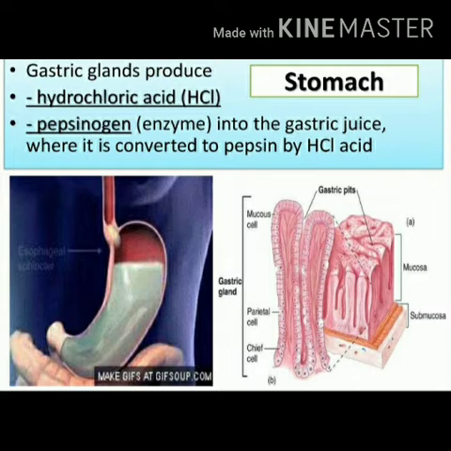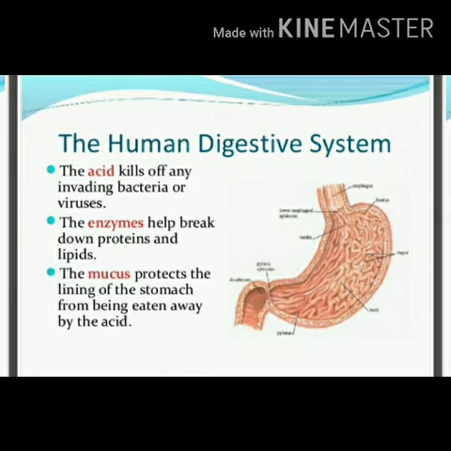So hydrochloric acid basically provides acidic medium, and the enzymes which are present in the gastric juice are present in inactive forms. So the main function of hydrochloric acid is that it activates the enzymes. The enzyme name is pepsinogen, that is the inactive form, and with the help of hydrochloric acid it changes into active form and helps in digestion of protein.